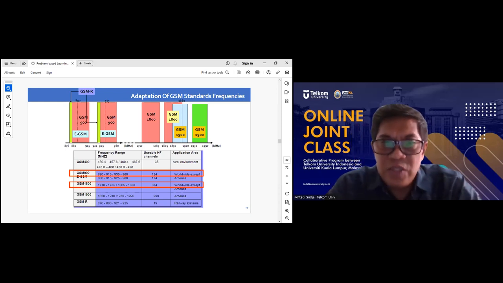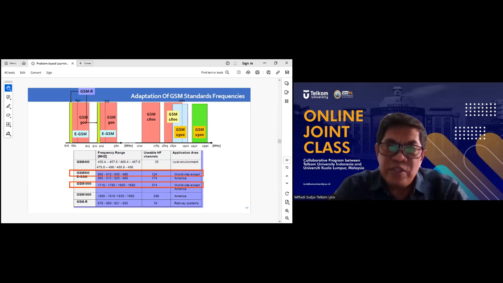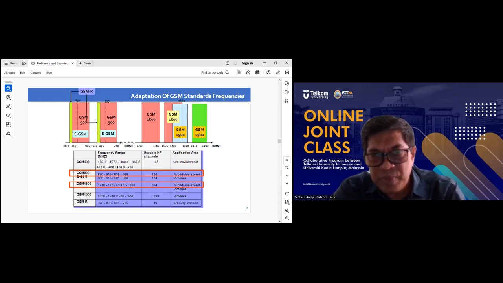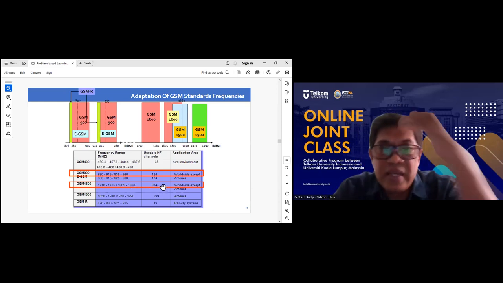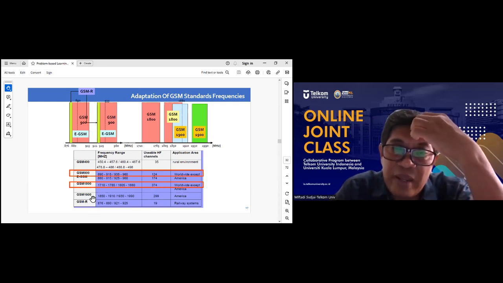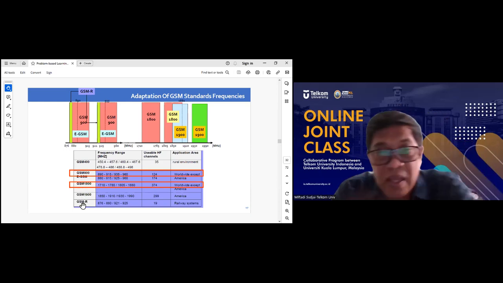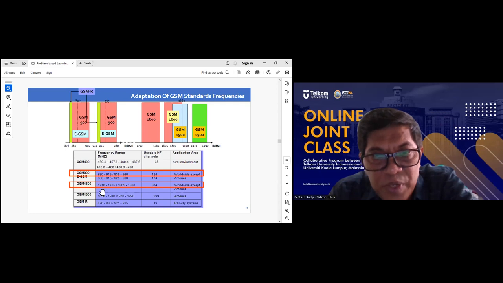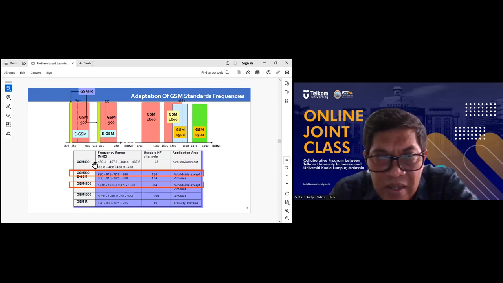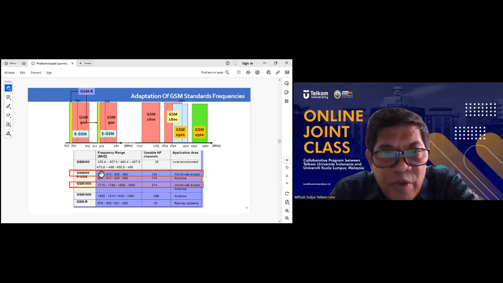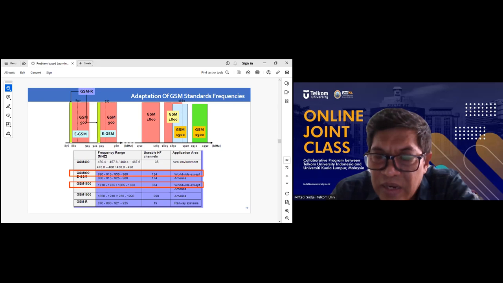Okay. So regarding the frequency spectrum or frequency range being used in the GSM standard, basically the GSM standard recommends 6 spectrum frequency ranges to be used in the service. For example, GSM 400 is recommended to be used in a rural environment. Like there is one operator in Indonesia, Sampoerna Telecommunication Indonesia, that uses this frequency range to provide communication services in Lampung province, in some part of Sumatra, and some other rural areas.